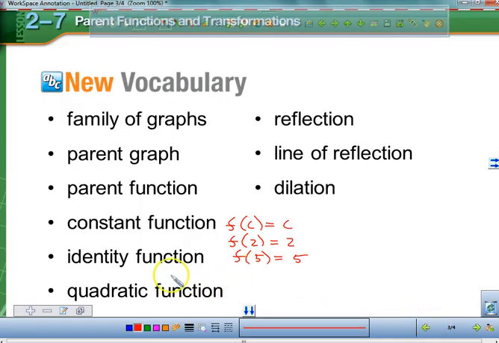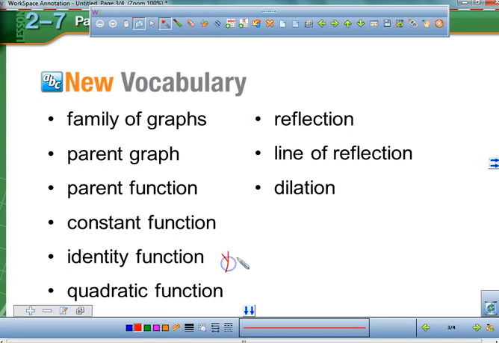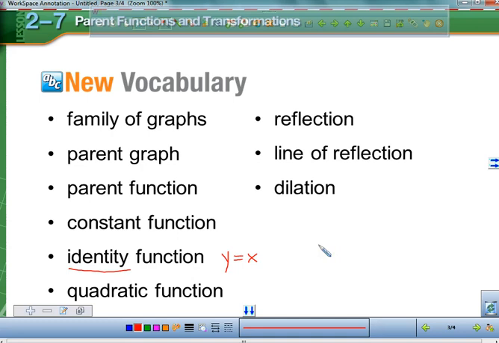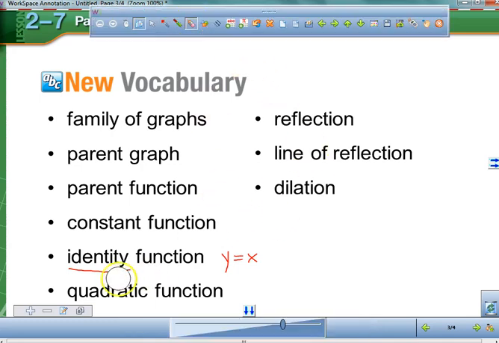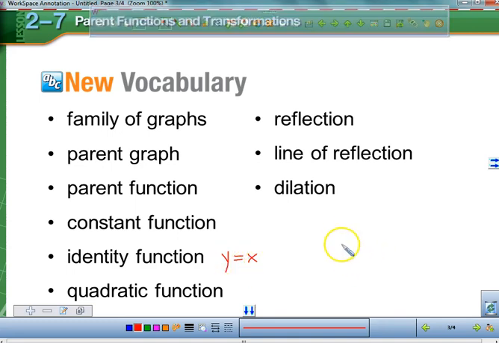I'll go back. Your identity function, everybody. Your identity function, if you want to know what that is going to be, your identity function is y is equal to x. When you think of the word identity, think of your ID. When you look at your ID, who should you see? Yourself, right? Well, if I say no, unfortunately, that would not be a good idea. Now, if y is equal to x, that means whatever x is, y is.